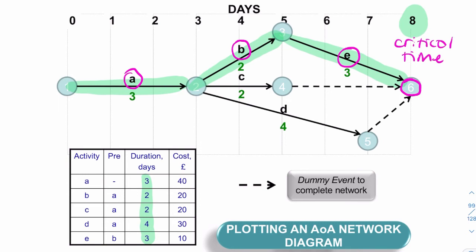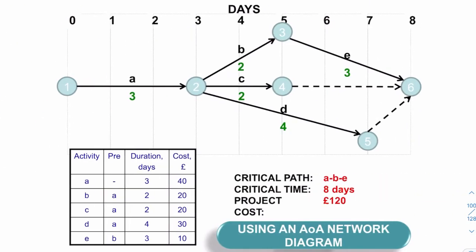So 8 is the critical time, and this is called the critical path. So your critical path is ABE. That's your critical path, and your critical time is your 8 days.